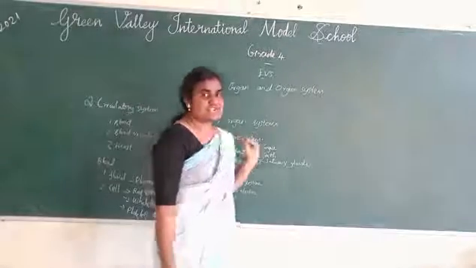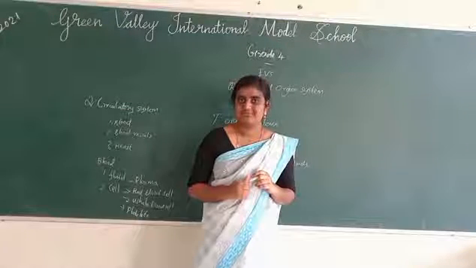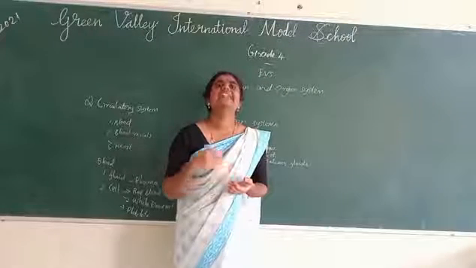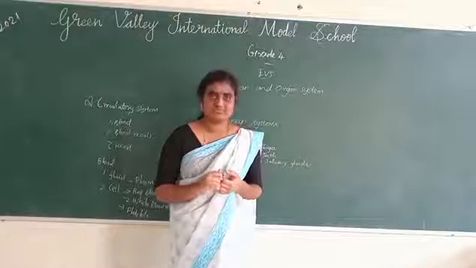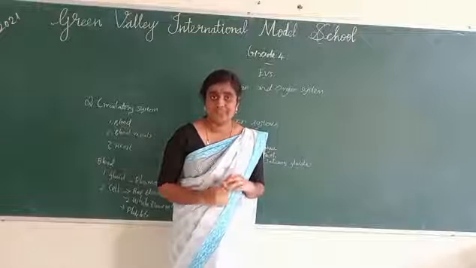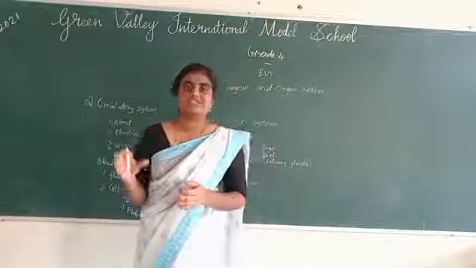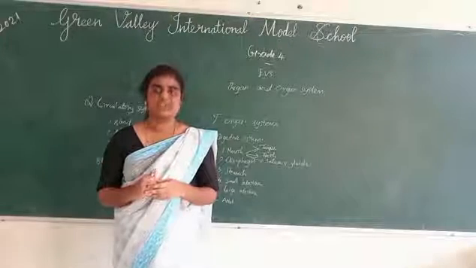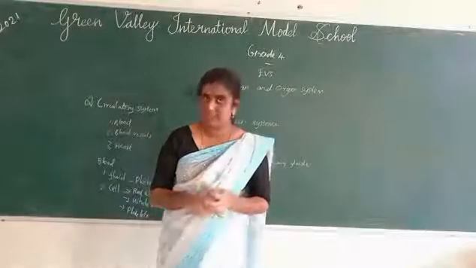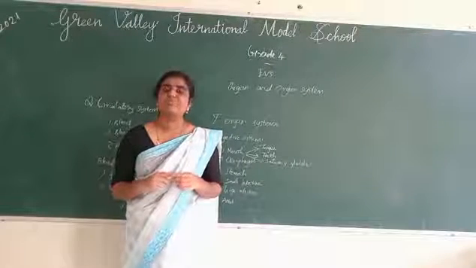So the next organ system is what? Respiratory system. The respiratory system brings oxygen to our body and lets out carbon dioxide from our body. The fourth one is the excretory system that removes waste from our body. The fifth one is the skeletal system that provides a particular structure to support our body. Next one is the muscular system. The muscular system aids movement of our body.